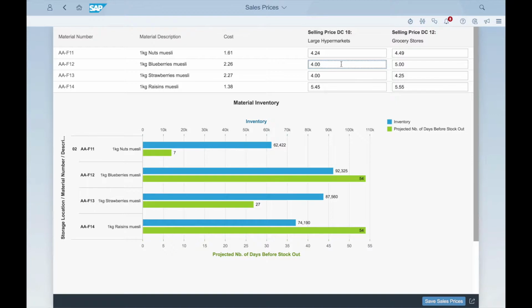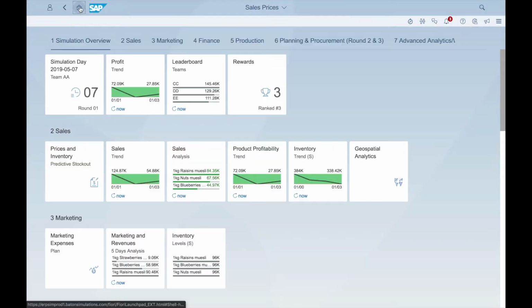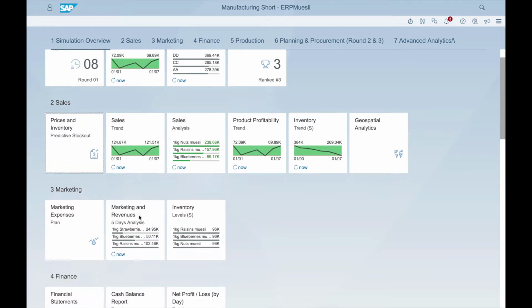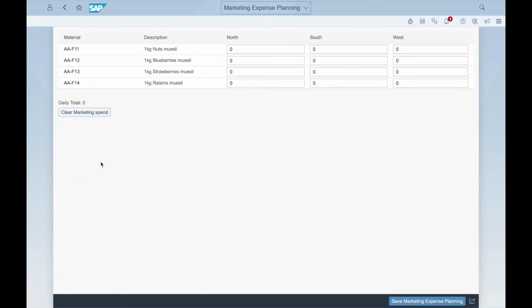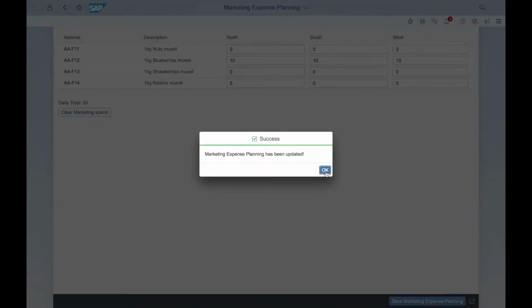A lower price for grocery stores, and a far more discounted price for large hypermarkets. Let's take a moment to think about what the collaboration in the S4Sim looks like. While I'm in the process of lowering our prices to increase sales, we could help move our blueberry cereal by asking our marketing colleague to invest in a marketing campaign for our blueberry muesli. Since there are many different variations to a marketing campaign, they would have to use their best judgment and the marketing analytics to make wise decisions.